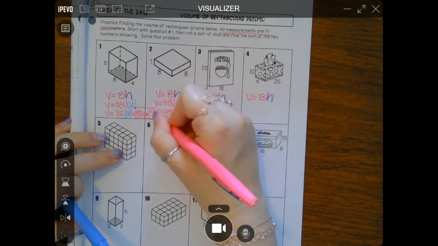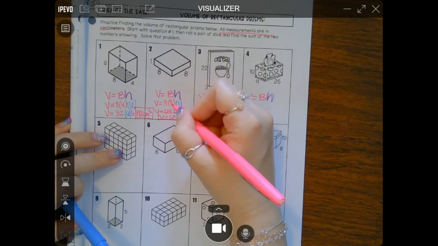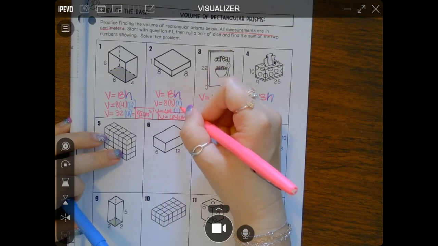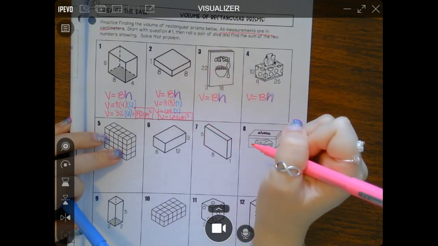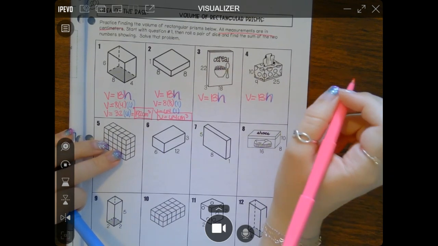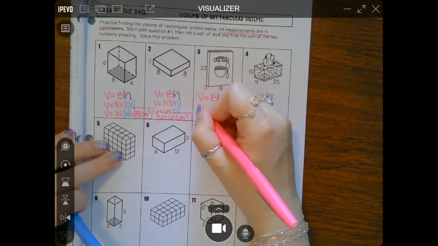And it's cubic centimeters because you did length times width times height. So 8 centimeters times 8 centimeters times 1 centimeter, and centimeters times centimeters times centimeters equal centimeters cubed. That's why volume is always in cubic units.